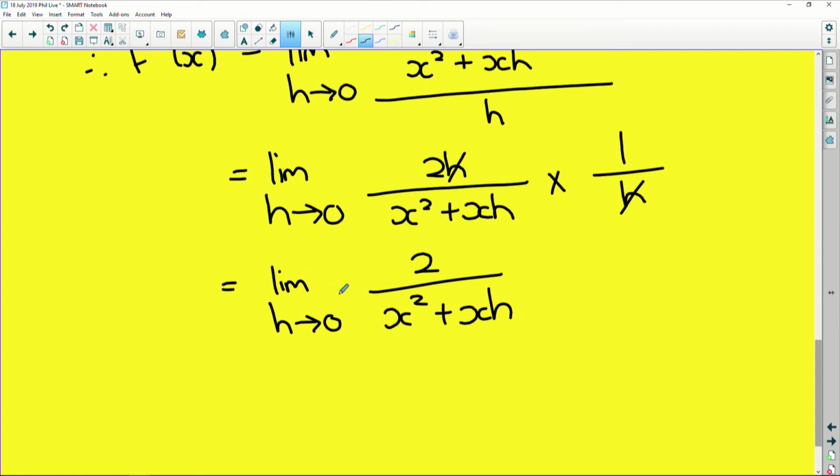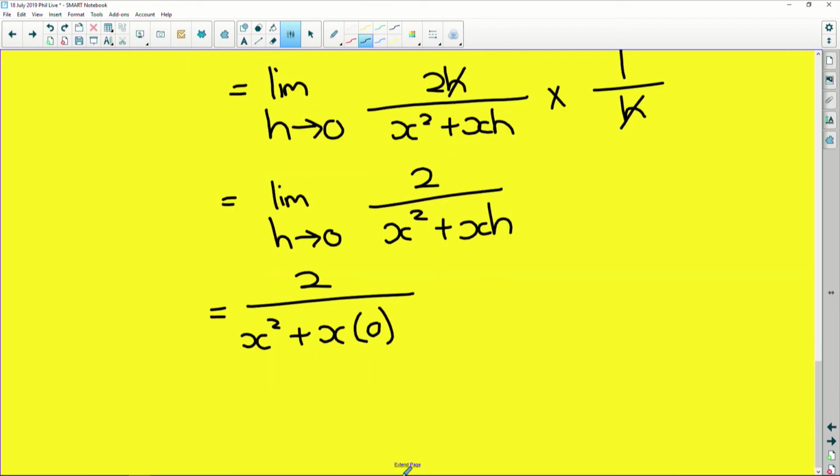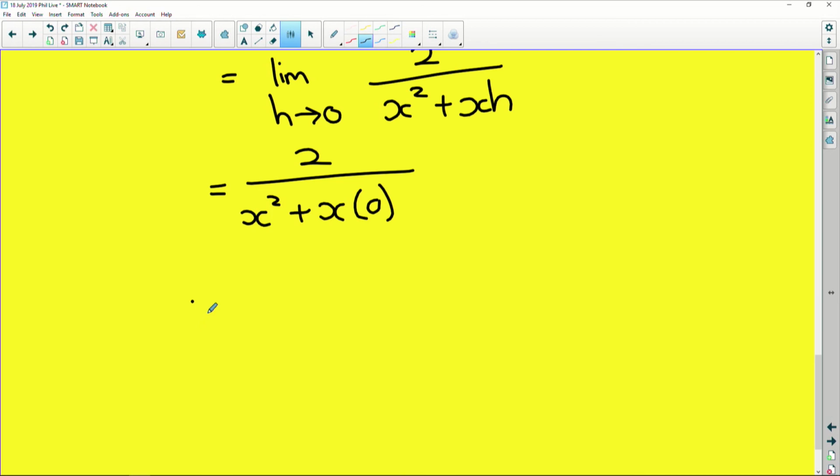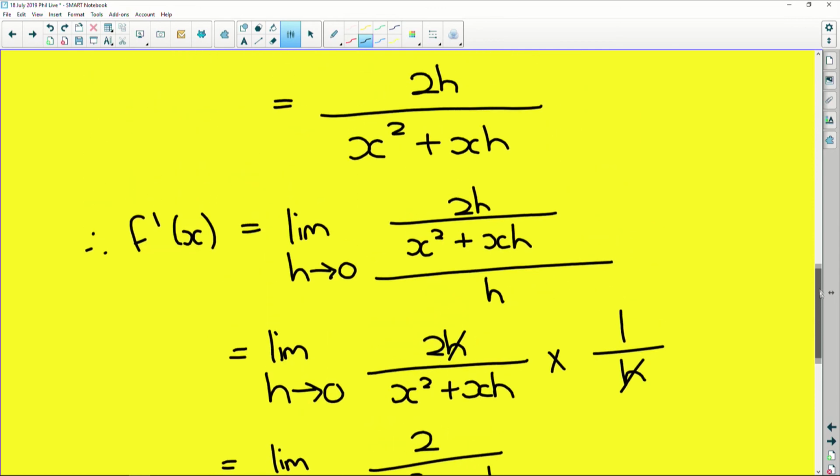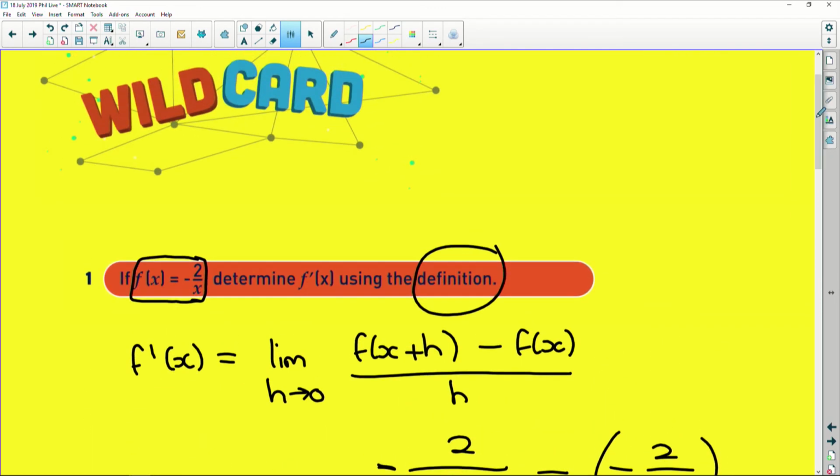So now we can take the limit. If we take the limit, it means we remove this notation and we substitute h equals 0 into our function. So we're going to get 2 over x squared plus x multiplied by 0. Lastly, we can see that that's going to equal 2 over x squared plus 0, because 0 multiplied by anything is 0. So we're going to get 2 over x squared. And the way you can check if you've done your first principles right, what we found from all of this is that f prime of x is equal to 2 over x squared.